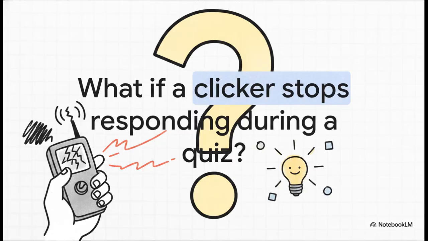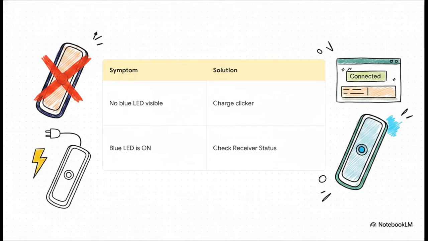Okay, but what about the actual clickers? What if a student raises their hand in the middle of a quiz because their clicker just stopped responding? Honestly, this is probably the most common tech panic moment you'll face. But I promise you, the fix is usually right there in your hands. If a clicker fails, just press any button on it and look for that little blue LED light. If there's no blue light at all, the fix is easy. The battery's dead. Plug it in and charge it immediately.